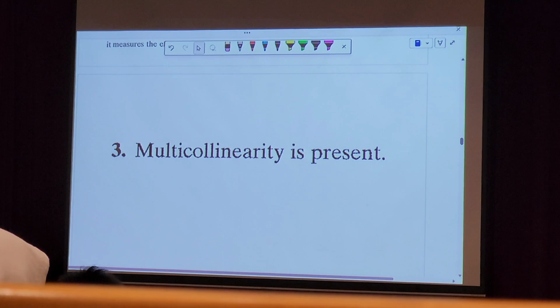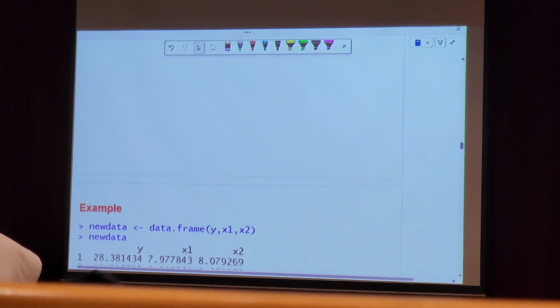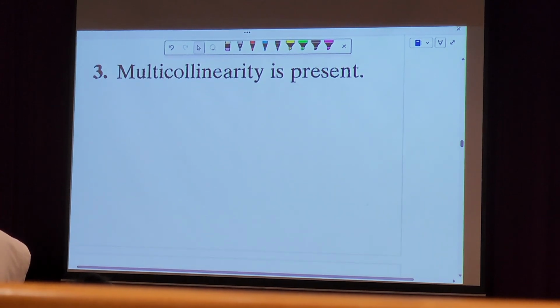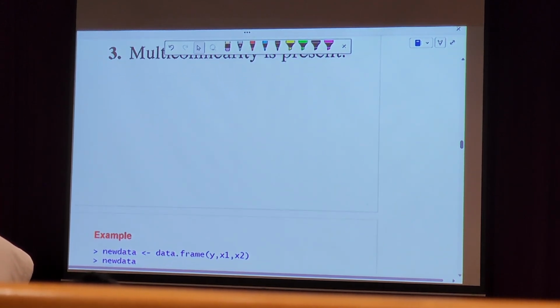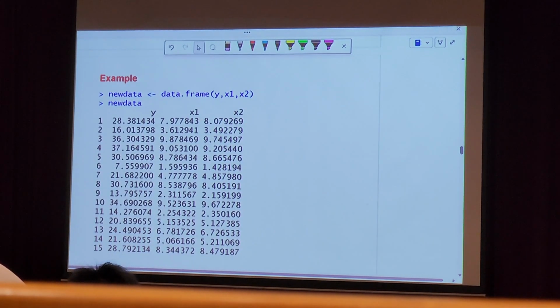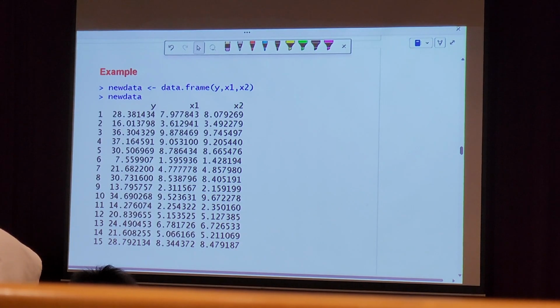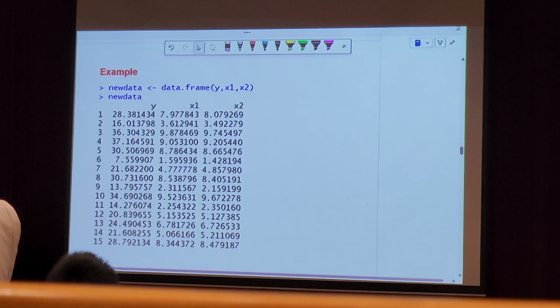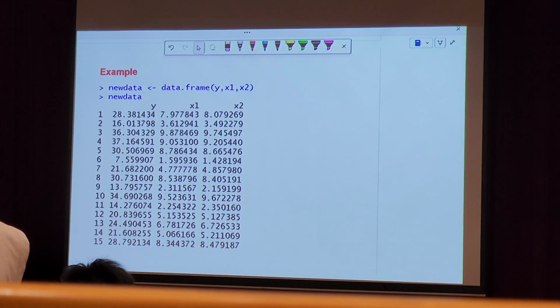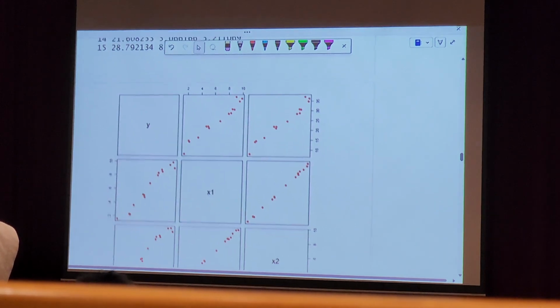Alright, part 3. Multicollinearity is present. Okay, I hope by now you know what multicollinearity is. It means high dependency between two variables. So here, I have a data set that I created, with y and two regressor variables. Now let's look at the scatter matrix plot to see how highly correlated they are.